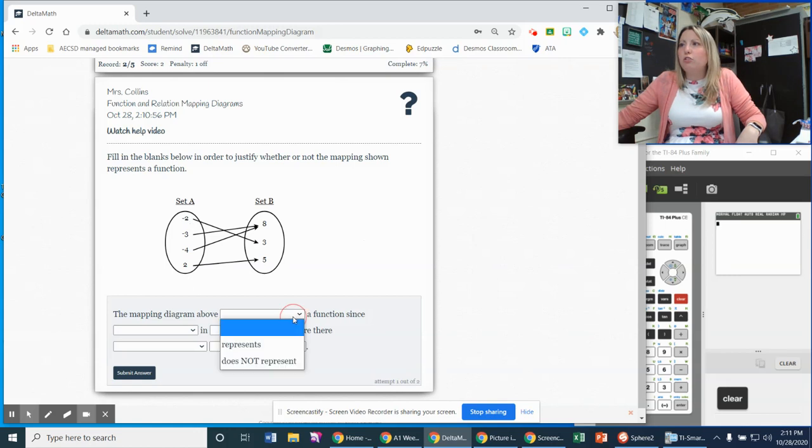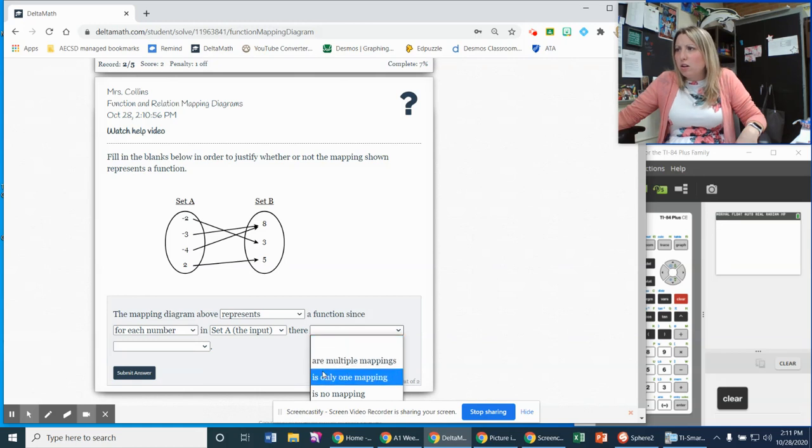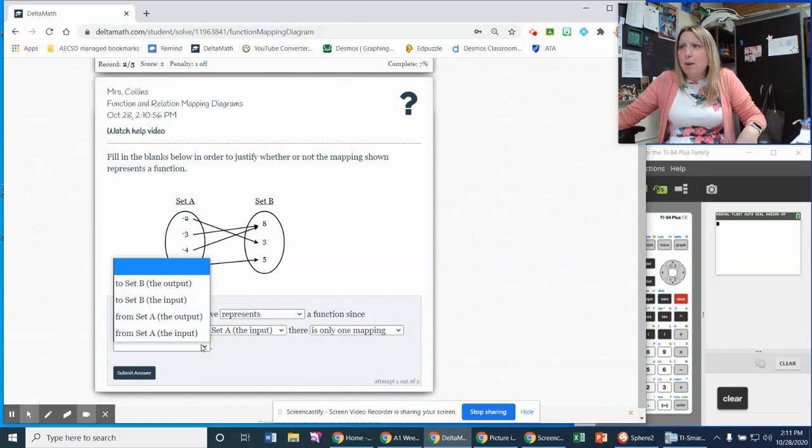So the above represents a function where for each number in the input, there is only one mapping to the output.